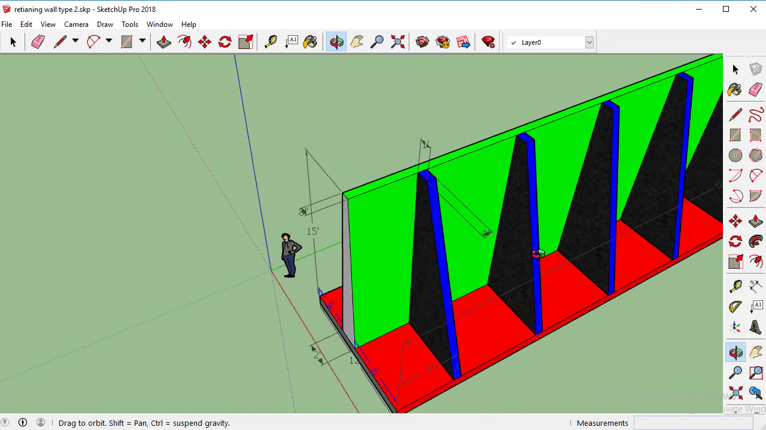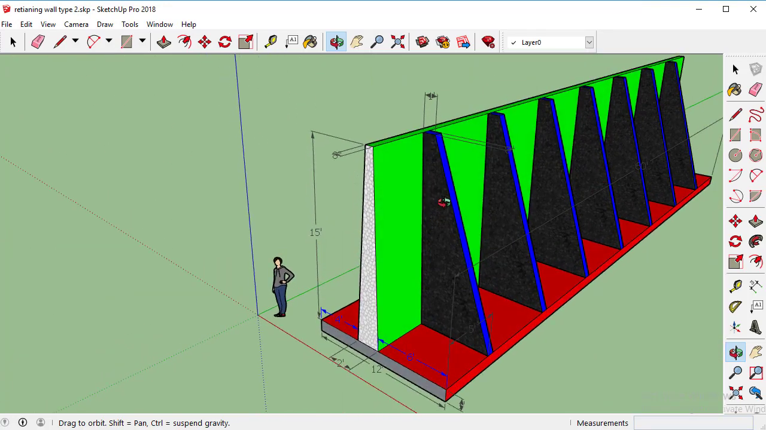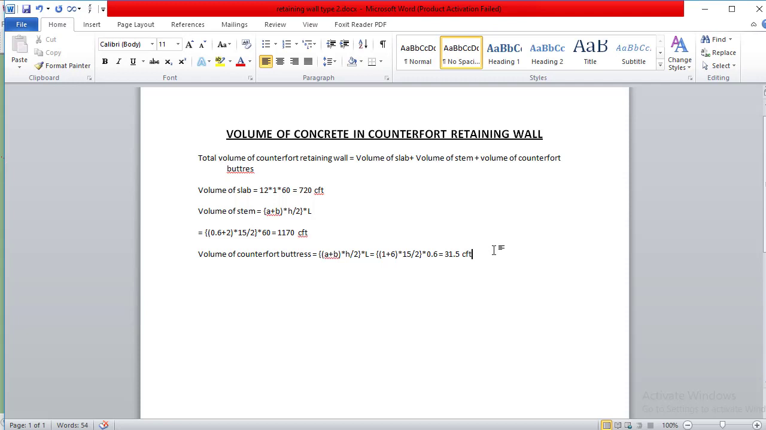If you look into this 3D model, we have 7 counterfort buttresses: 1, 2, 3, 4, 5, 6, and 7. So I will multiply this 31.5 by 7, and we will get the total volume of counterfort buttresses, which is 220.5 CFT.